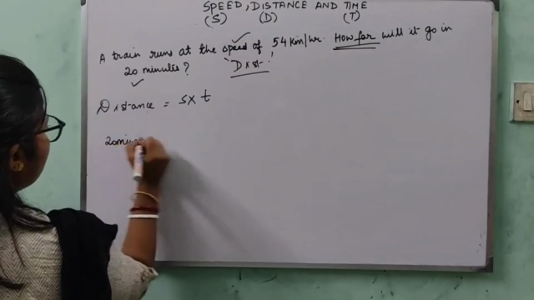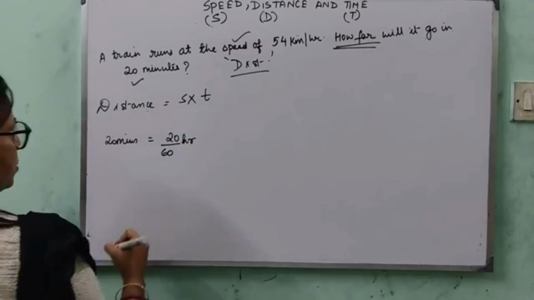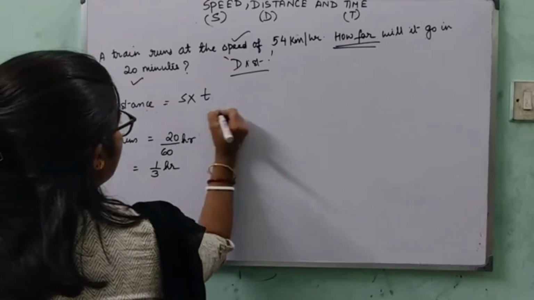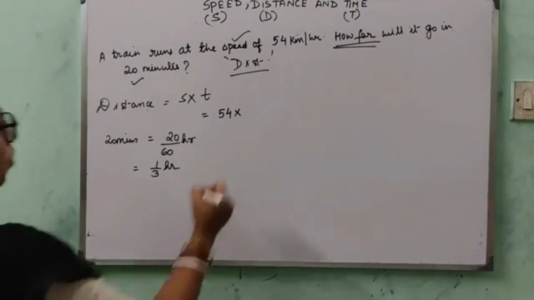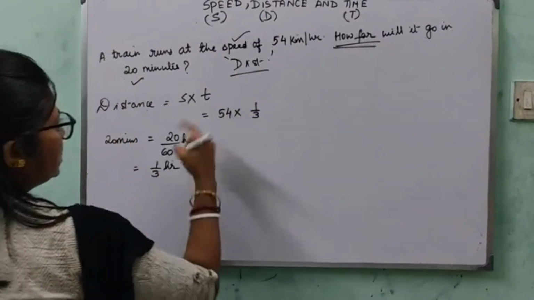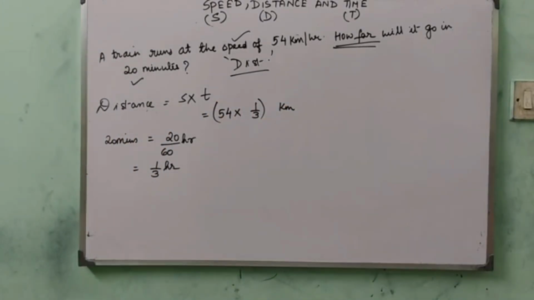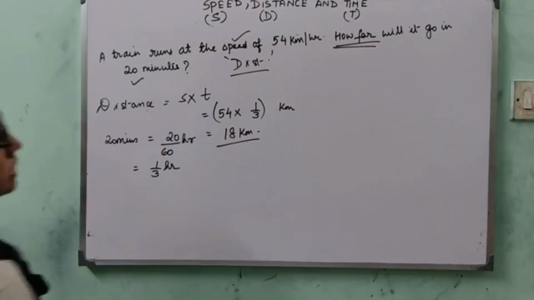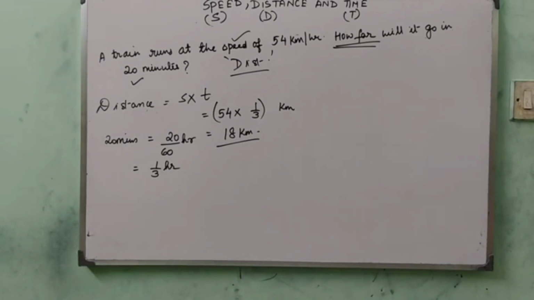So 20 minutes means 20 by 60 hours, so I'll get the answer in kilometers. So that is 1 by 3 hours. So speed is equal to 54 and time is 1 by 3 hours. So the distance will be in kilometers. 54 into 1 by 3 kilometer. So 54 into 1 by 3 is equal to 18 kilometer. So the answer to how far will it go in 20 minutes: the train covers 18 kilometers in 20 minutes.